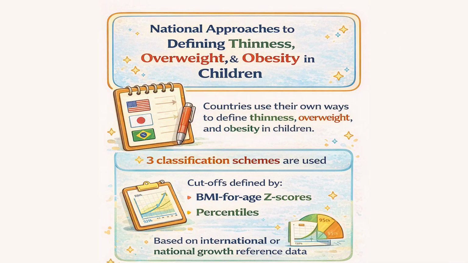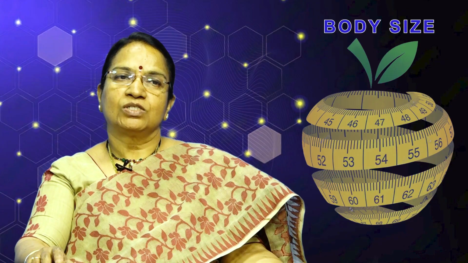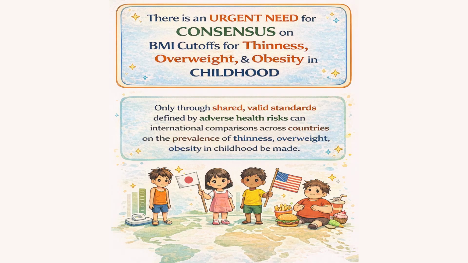Instead, countries have compiled their own ways of defining thinness, overweight and obesity in children. Three classification schemes are described with cutoffs defined by BMI for age, Z-scores or percentiles based on international or national growth reference data. They include those set by the International Obesity Task Force, the new WHO classification based on their internal growth and growth reference, and the US classification based on 2000 CDC growth charts.